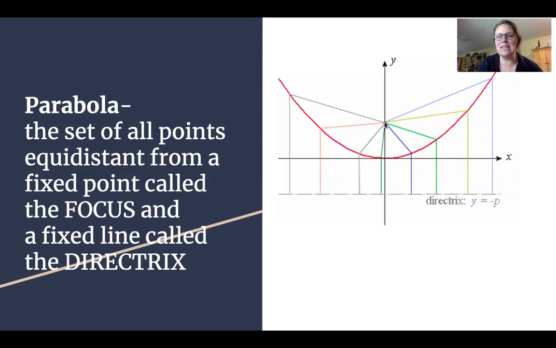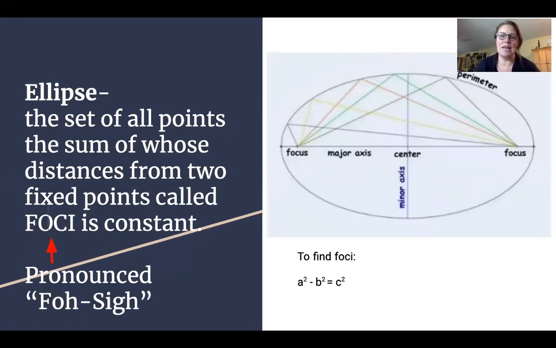So again, the focus is inside the parabola, and the directrix is outside. If you think about each of these little line segments, this blue line segment from the focus to the parabola, and the blue line segment from the parabola to the directrix, those two line segments are the same length, as are the green ones, as are the yellow ones. So every single point along the parabola is going to be the same distance away from the focus as it is from the directrix.